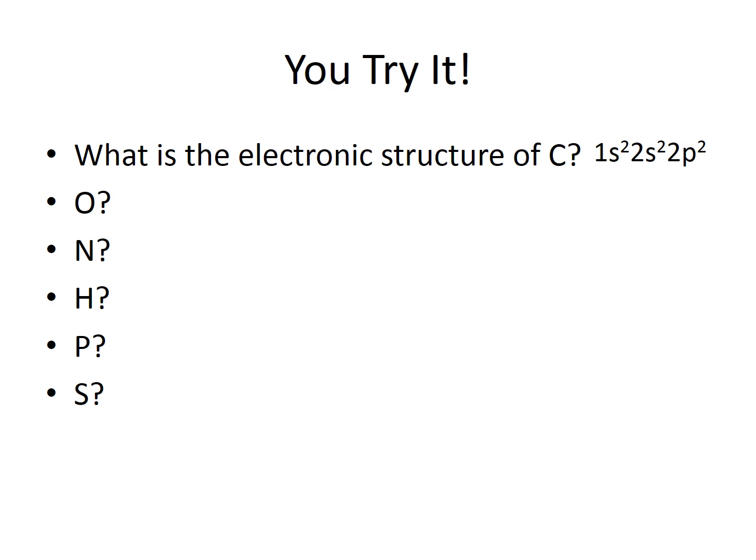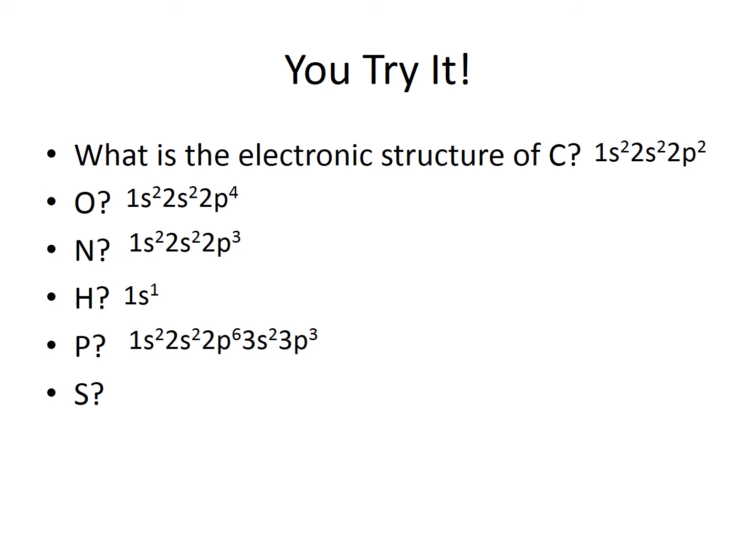All right, the electronic structure of carbon is 1s2, 2s2, 2p2. For oxygen, 1s2, 2s2, 2p4. Nitrogen, 1s2, 2s2, 2p3. Hydrogen is just 1s1. Phosphorus gets into the n=3 level, so it's 1s2, 2s2, 2p6, 3s2, 3p3. And then sulfur is like phosphorus, except the valence shell is 3s2, 3p4.